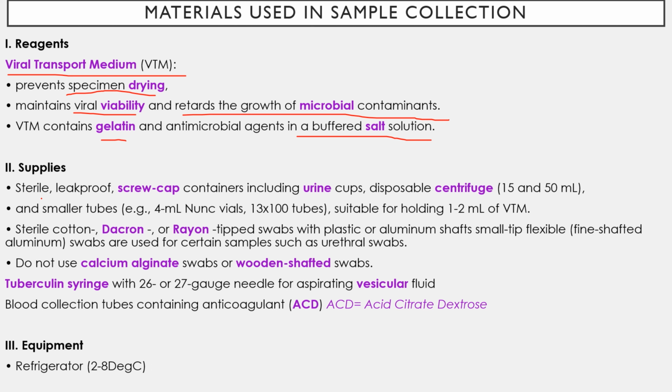Then take note of the supplies used. So you're required, class, to use sterile, leak-proof screw cap containers for urine cups, disposable centrifuge tubes of 15 and 50 ml. Then you could also use smaller tubes, 4 ml Nunc vials suitable for holding 1 to 2 ml of VTM. Sterile cotton, Dacron, or rayon tip swabs with plastic or aluminum caps. Small tip flexible swabs are used for certain samples such as urethral swabs.